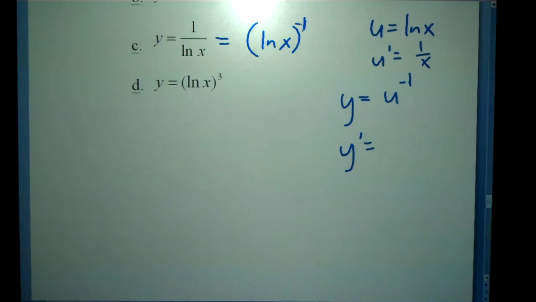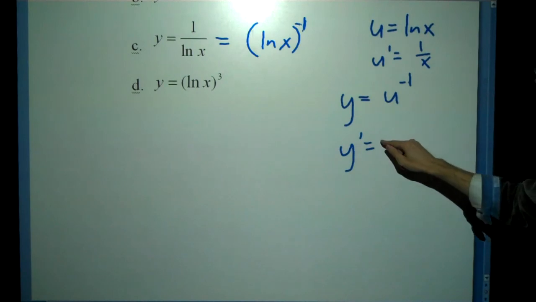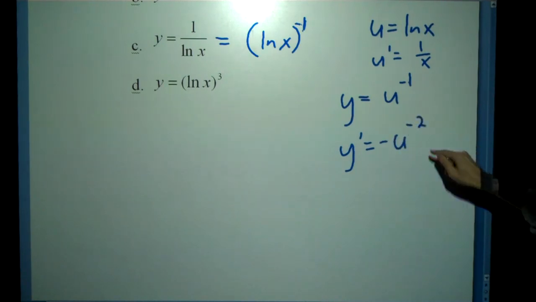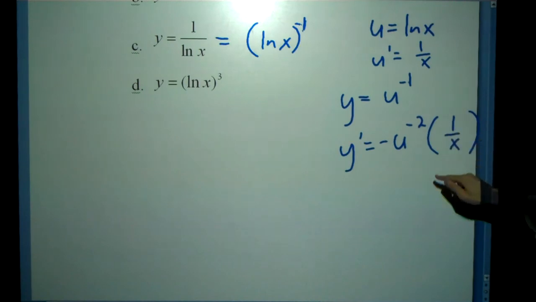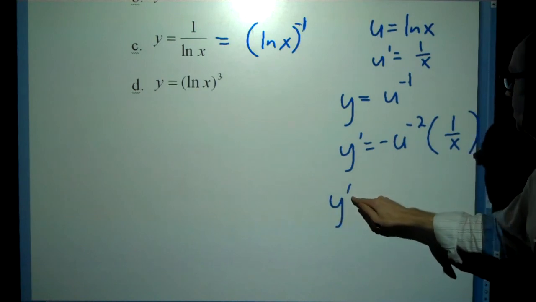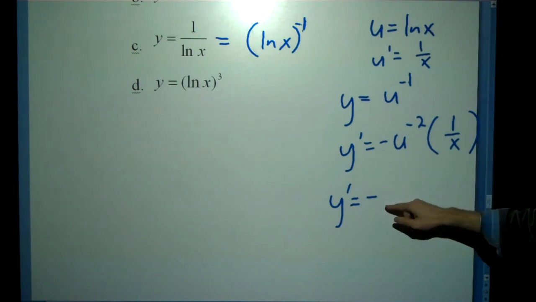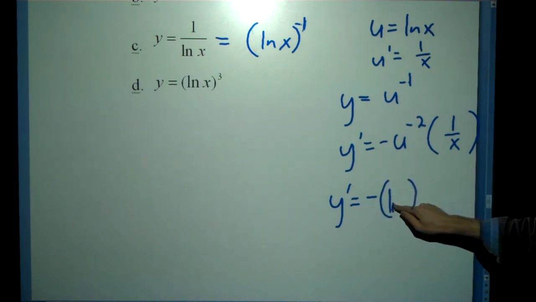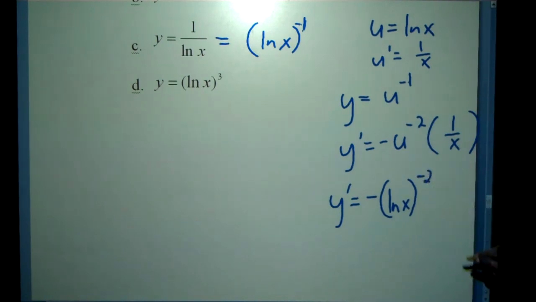Alright, so u to the -1 power is my big picture, all of that being taken to the -1 power. The derivative of that is -u to the -2 power times the derivative of u, u prime, which is 1 over x. And so we're going to get rid of our u's here. We'll have y prime is equal to negative natural log of x to the negative second power, all times 1 over x.